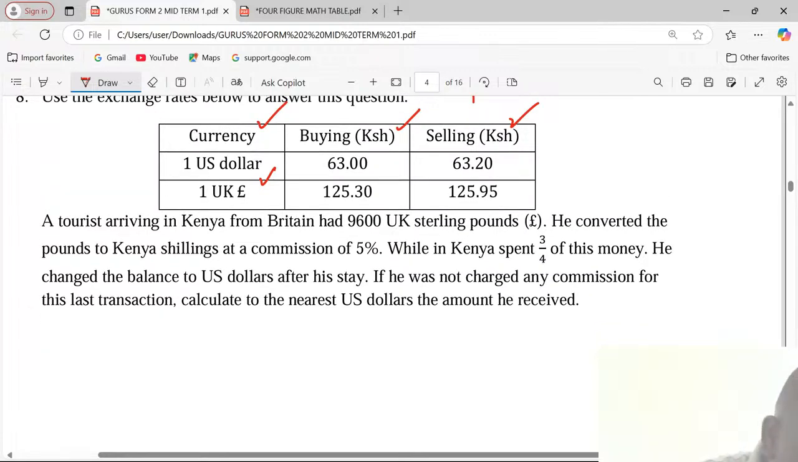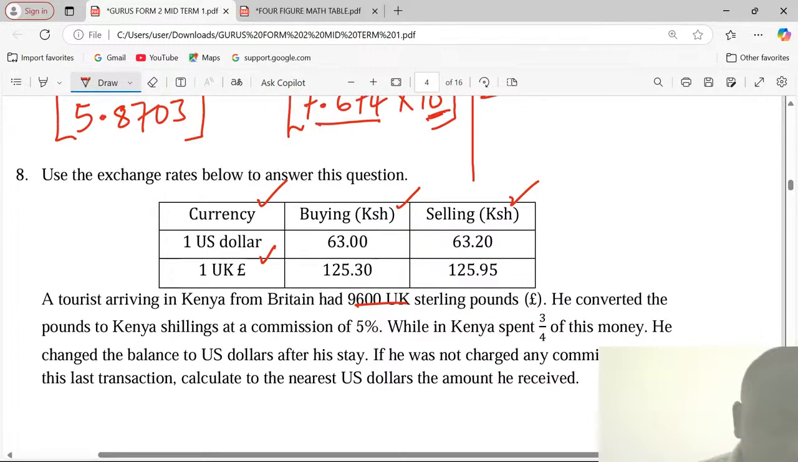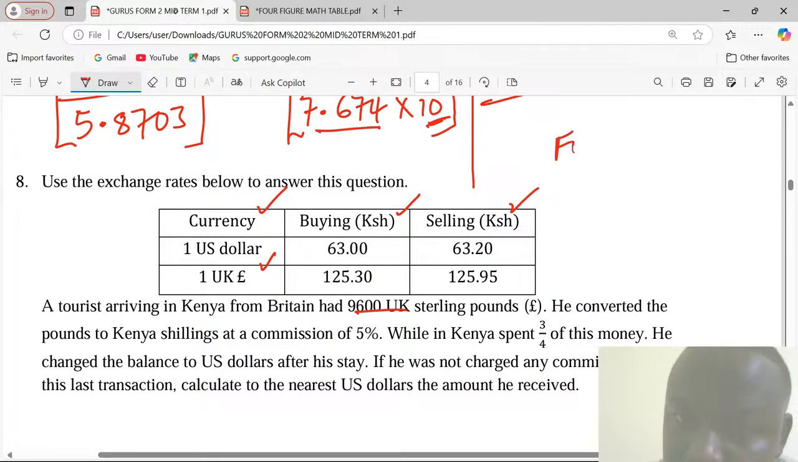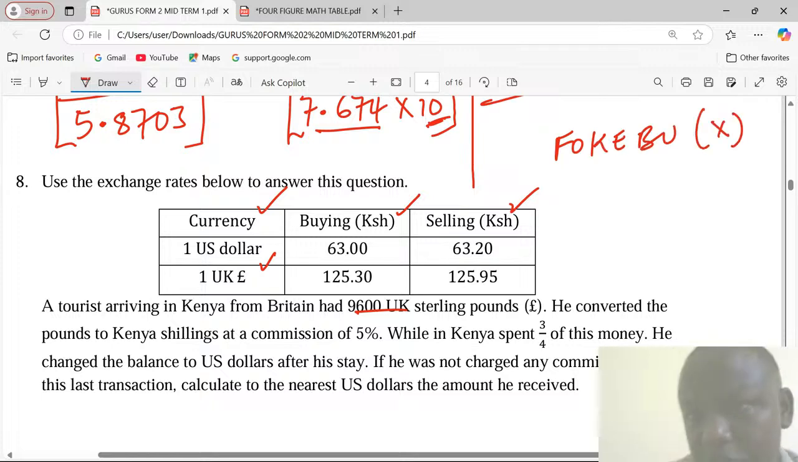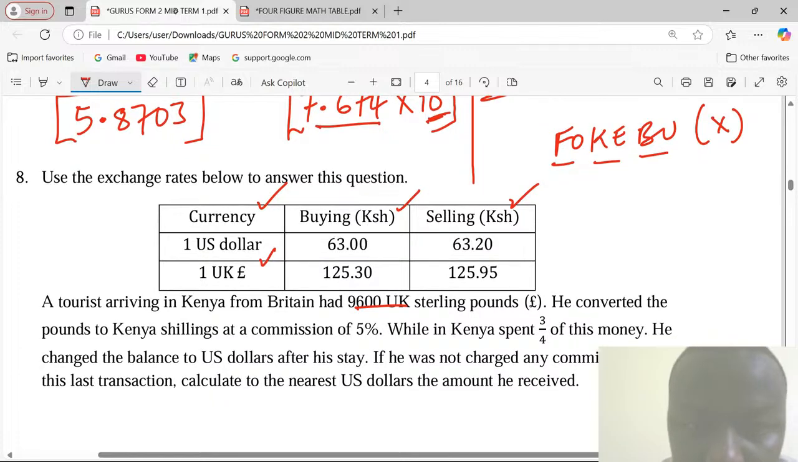At the first place, we are converting foreign currency to Kenyan currency because the tourist is from Britain to Kenya. Therefore, we should note that from foreign to Kenya, we use the buying column, and it's a multiplication. Foreign currency to Kenyan currency, the buying column. Therefore, it's UK pounds.